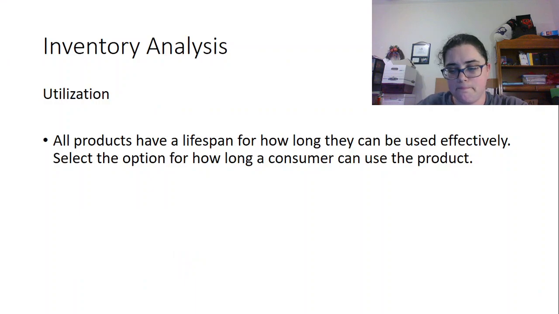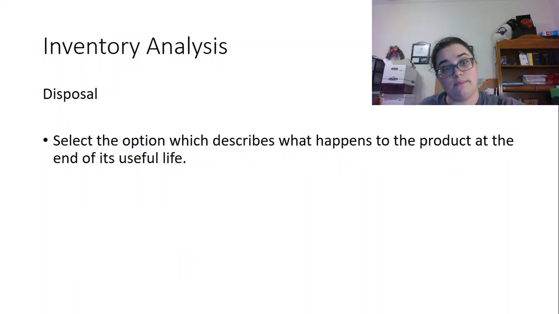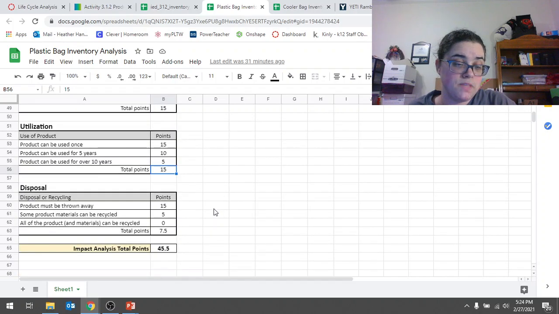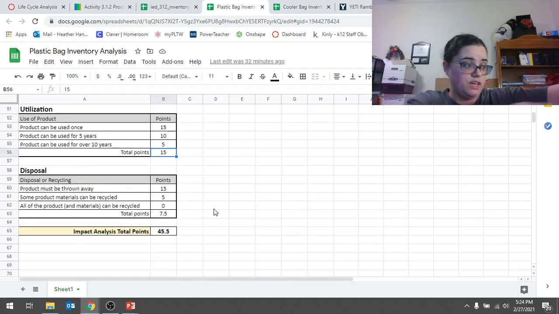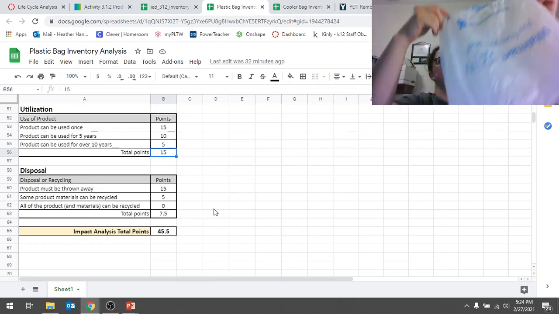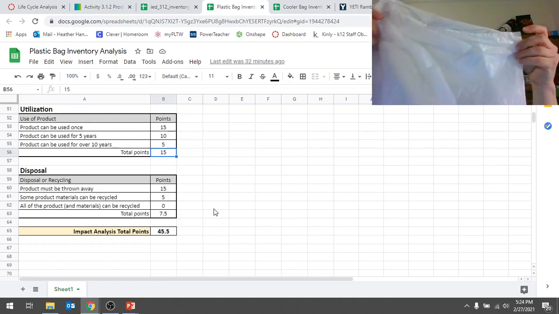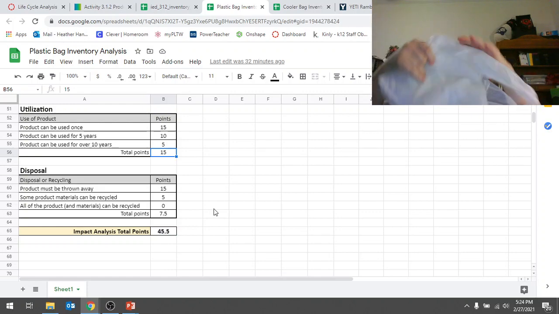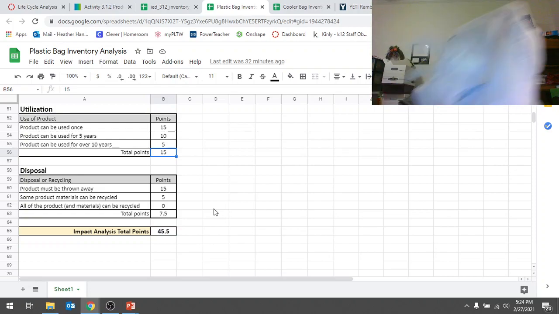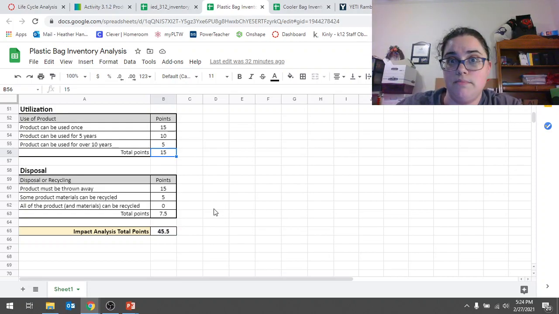All right. And then disposal. What happens to the product at the end of its useful life? So what happens? Technically, I could recycle this bag. I'm going to dump my trash out of it. Let's see. The recycle tag, it's got a 2 in it. I don't know if you can see that. I'd have to Google what that means, but I can recycle the entire bag.